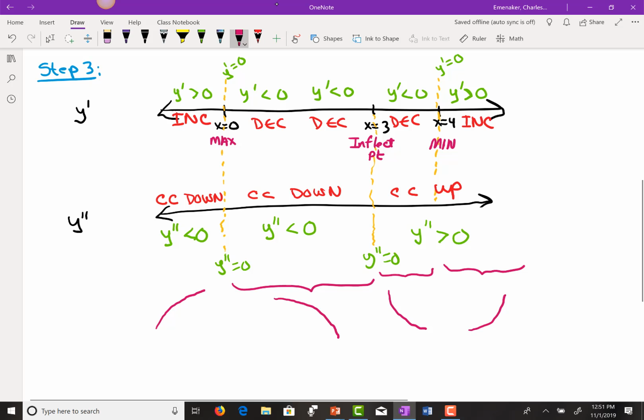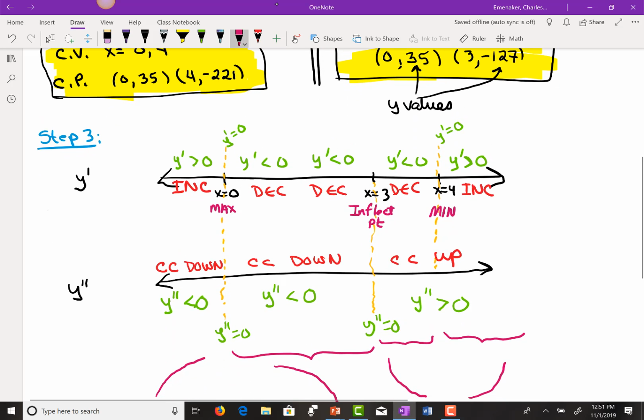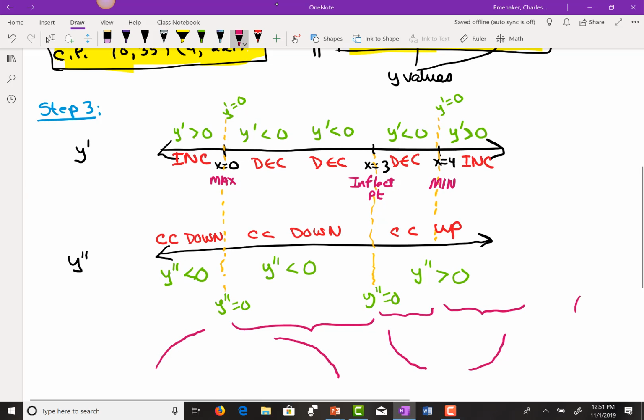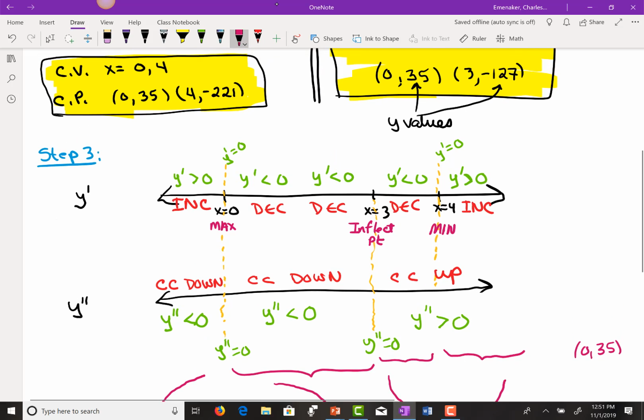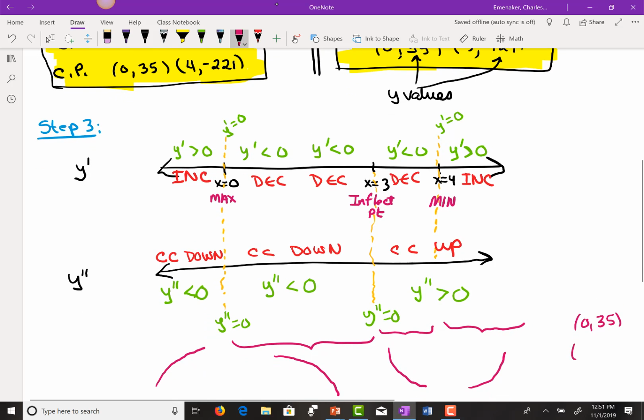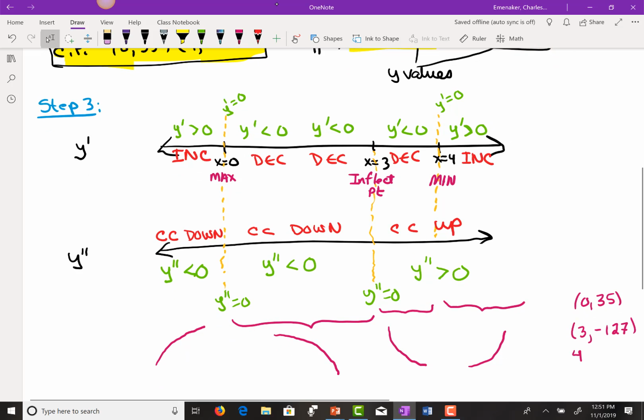Does that make sense? I'm going to bring my 3 points down. Let's see. One of them is going to be 0, 35. One of them is going to be 3, negative 127. And the last one's going to be 4, negative 221. Those are the coordinates of the 3 points from the max, the min, and the inflection point. Is everybody okay so far? All right.